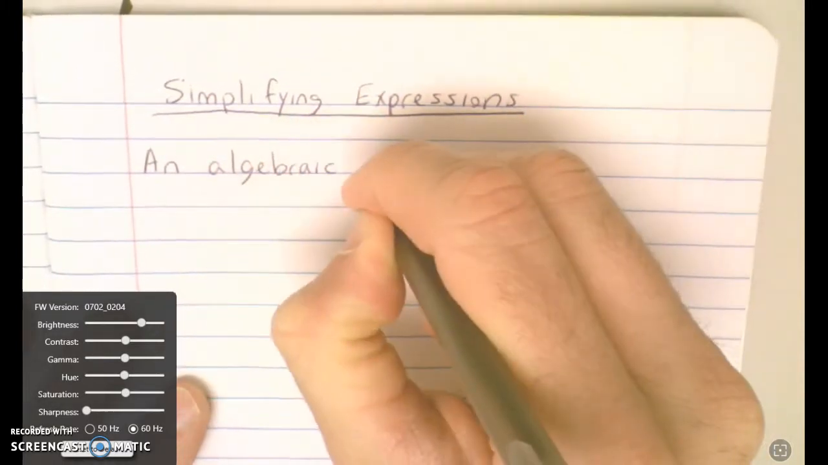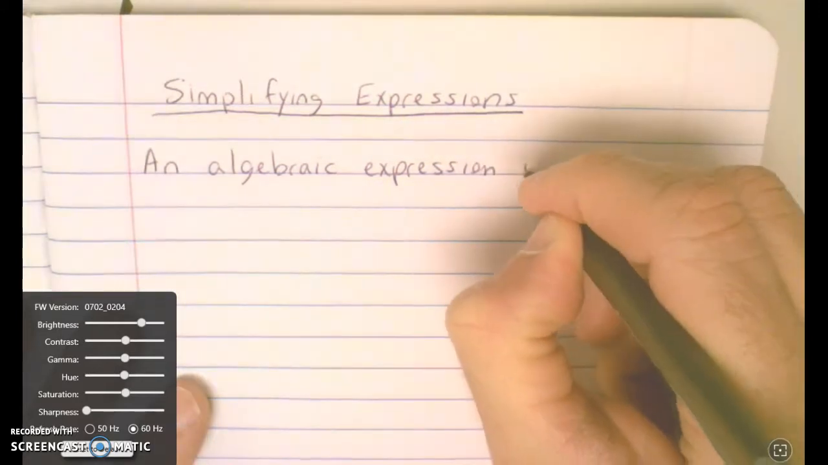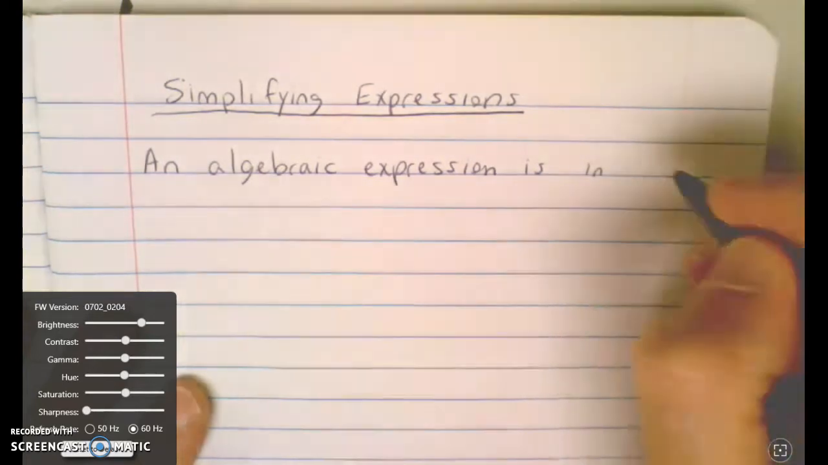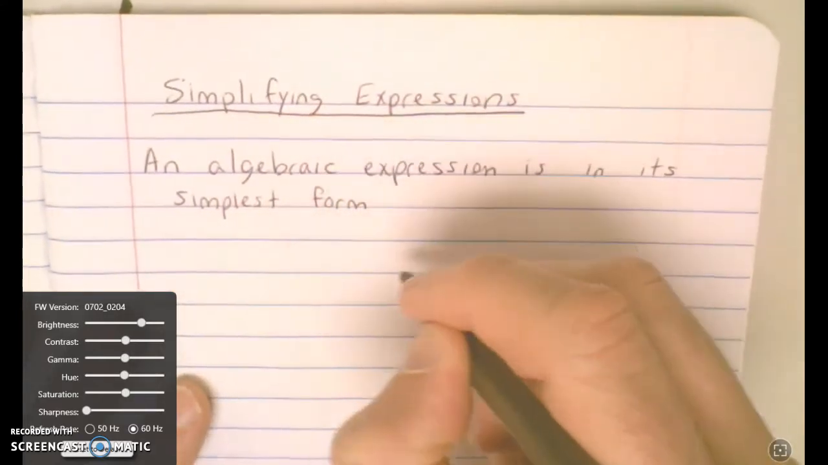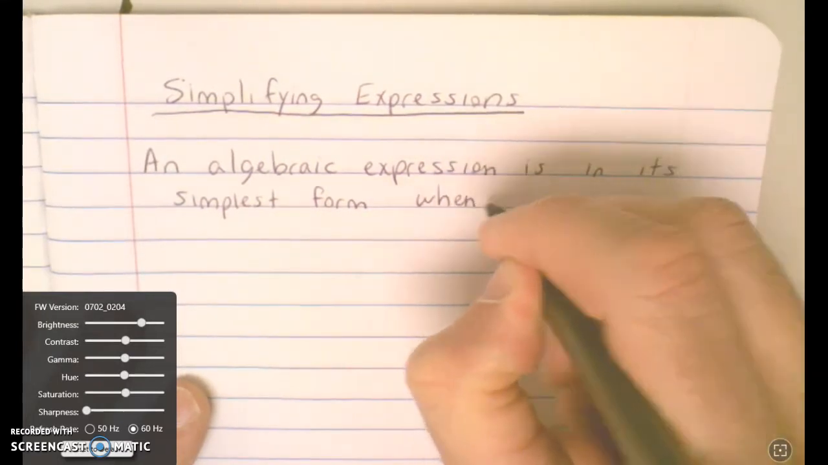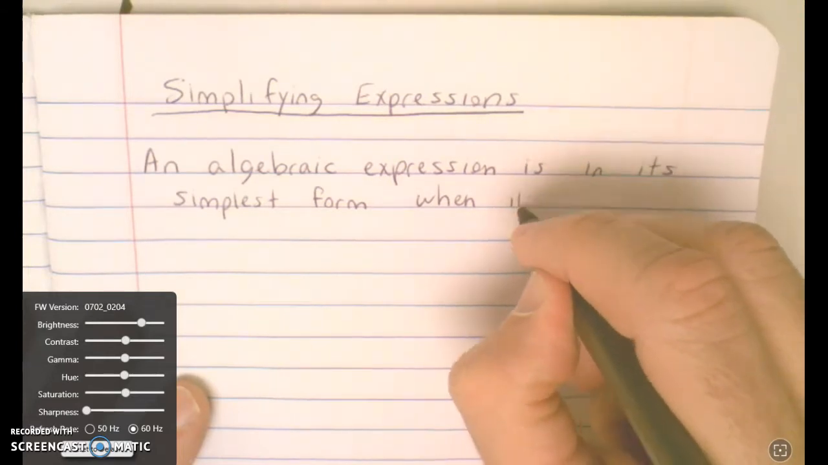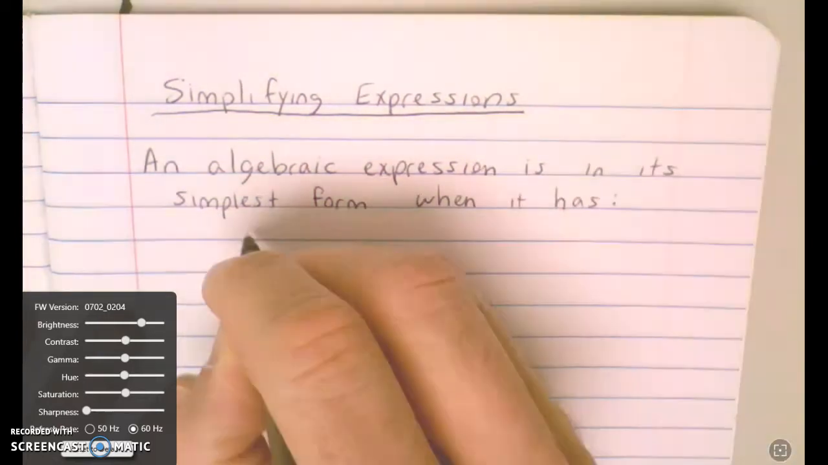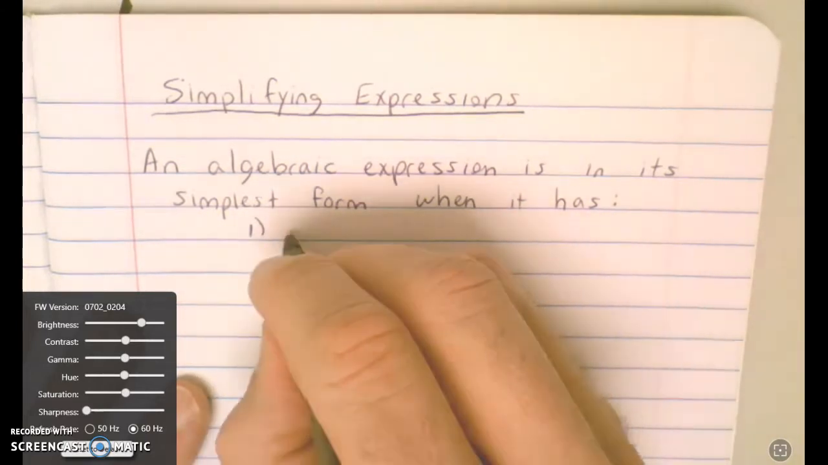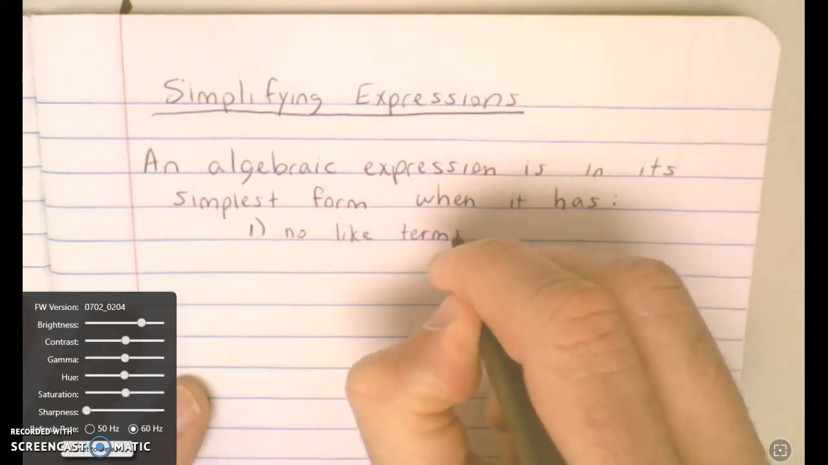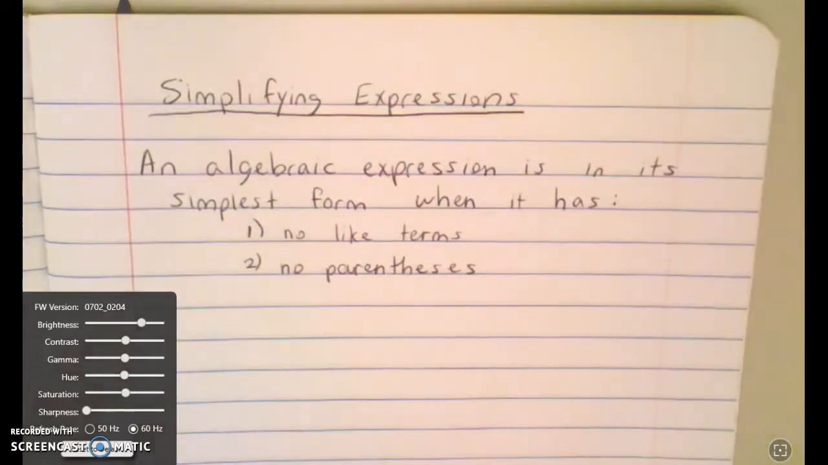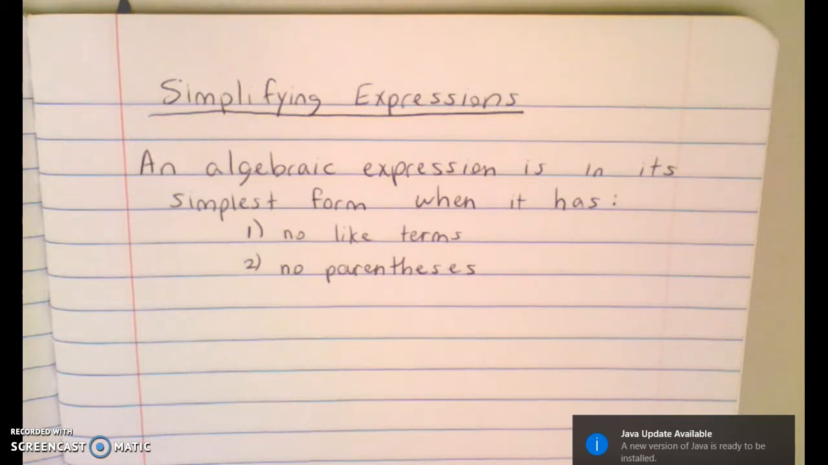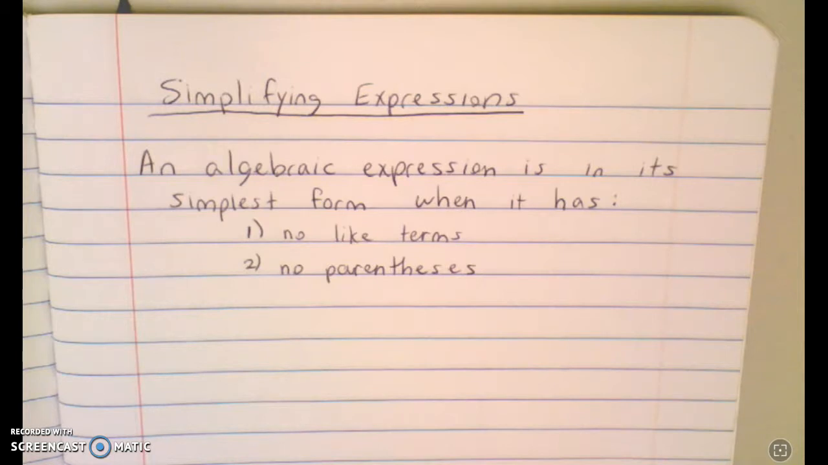So an algebraic expression is in its simplest form when it has two things: no like terms and no parentheses. So an algebraic expression is in its simplest form when it has no like terms and no parentheses.